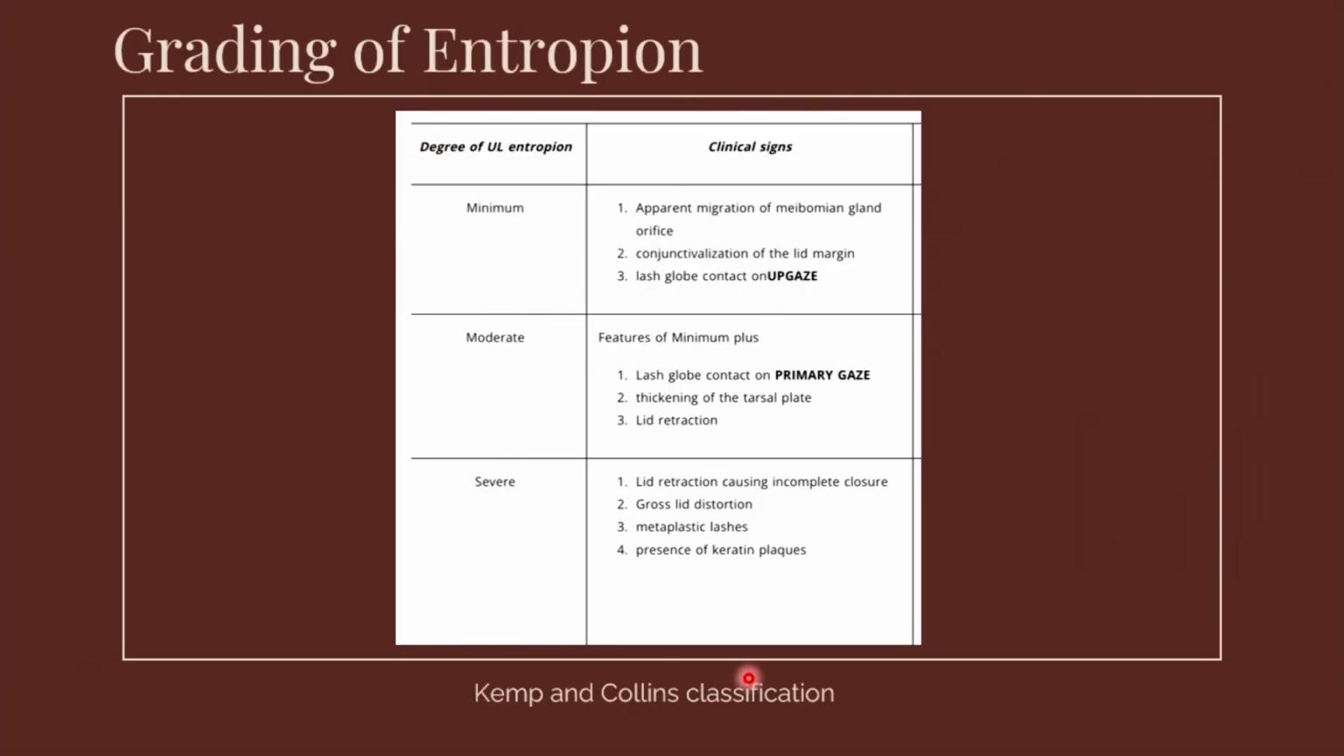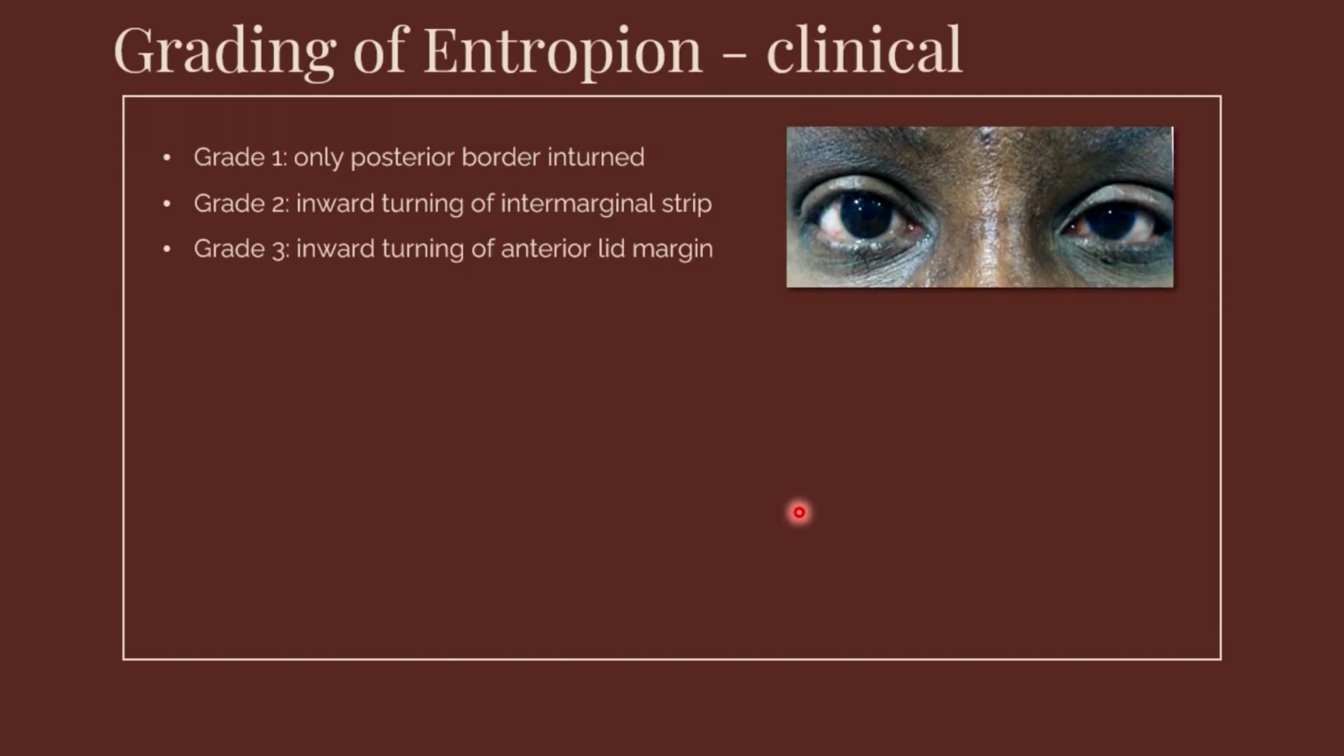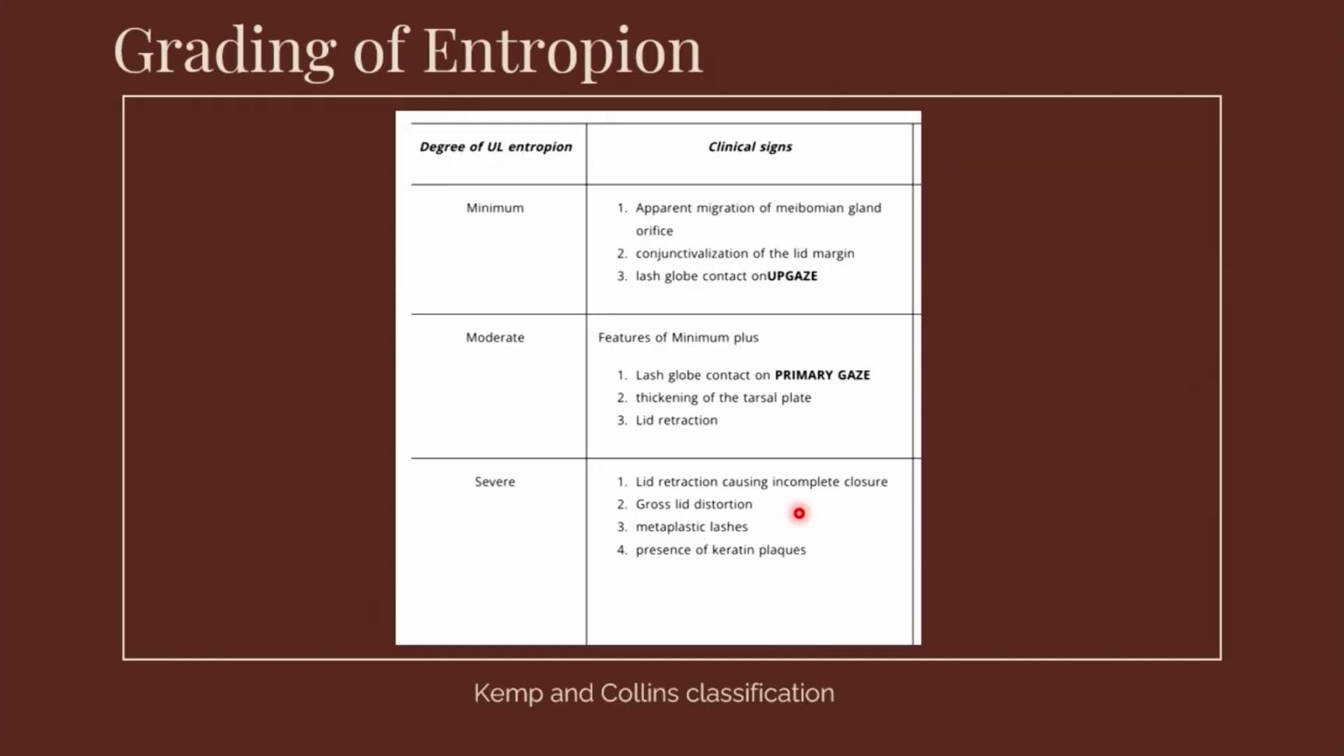The grading of this is the Kemp and Collins classification of entropion. It divides it into minimum, moderate, and severe. In minimum, there is conjunctivalization of the lid margin, and the lash and globe make contact only on up gaze. Coming to moderate, there is lash-globe contact on primary gaze as well, along with thickening of the tarsal plate and some amount of lid retraction. Whereas severe is lid retraction causing incomplete closure of the eyelids, along with metaplastic lashes. So this Kemp and Collins classification is only for the upper eyelid.